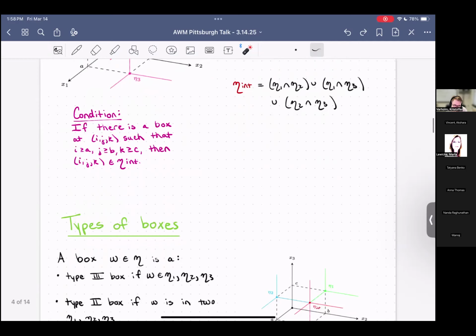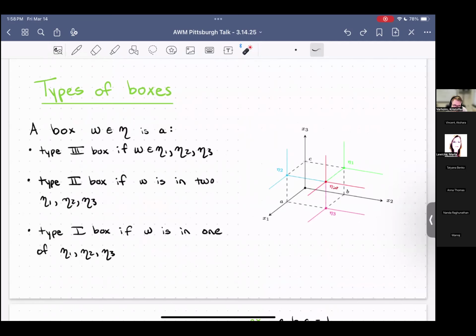But first, we define different types of boxes depending on how many of the plane partitions they came from. If we have a box in our configuration, we call it a type 3 box if it comes from all three of the plane partitions. So a type 3 box can only live in the intersection space. It's called a type 2 box if it comes from two of the plane partitions, and again, those can only live in the intersection space. And then a type 1 box if it's only in one of the plane partitions. By our condition, these type 1 boxes can only live outside of the intersection space. So eta int has type 2 and type 3 boxes.